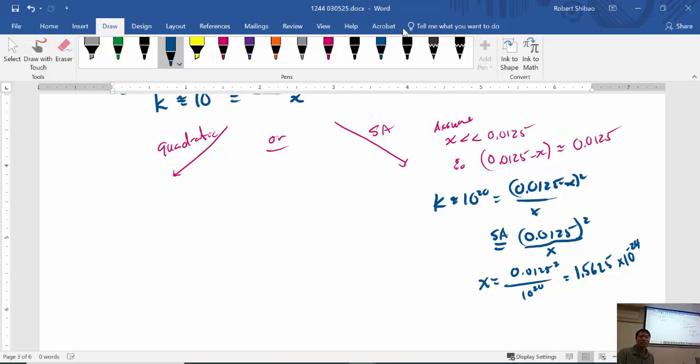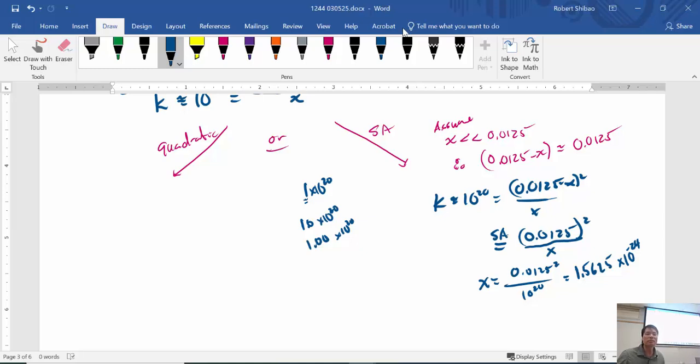If I wrote 1 times 10 to the 20th, then that would have 1 sig fig. If I wrote 1.0 times 10 to the 20th, that would be 2 sig figs. 1.00, 3 sig figs, right? Since there's no coefficient here, the coefficient contains the sig figs. The exponential term does not contain any sig figs. So based on the way I wrote it, it's kind of like no sig figs. But it's got to have at least 1. And so it should really be written 1 times 10 to the 20th.